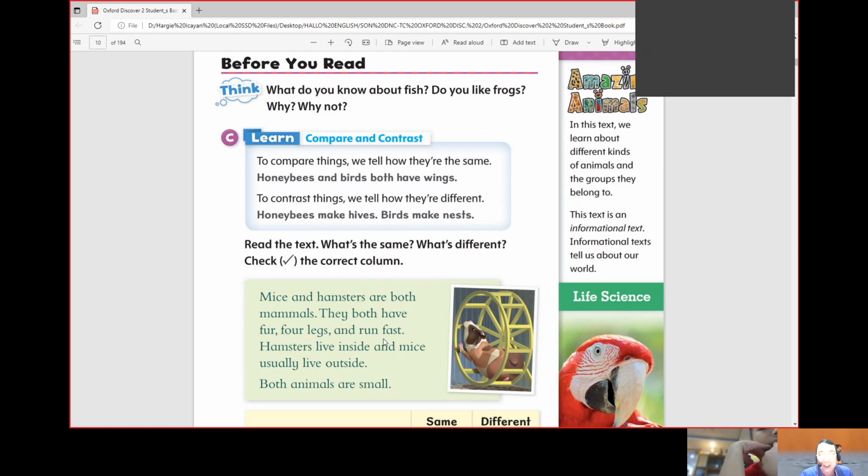And then the hamsters and the mice can run fast. Okay, so how many comparisons do we have? We have one, two, three, and four comparisons in here. What are those? Mice and hamsters are mammals. Mice and hamsters have fur. Mice and hamsters have four legs. And mice and hamsters can run fast. Okay? So those are the comparisons. What about the contrasts?